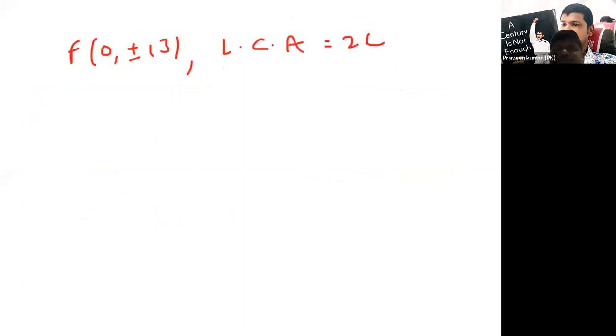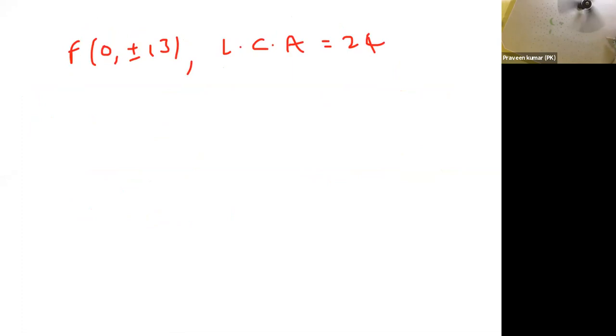Next one. Foci 0 comma plus or minus 13. Length of conjugate axis 24. Dear students, what is meant by conjugate axis? 2b. 2a given, 2b given. How to solve?